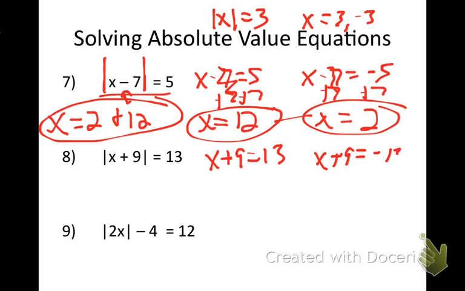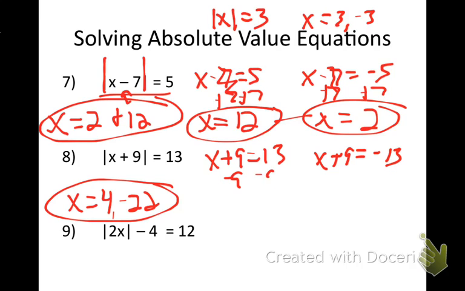X plus 9 equals negative 13. Thank you. Solve both those equations. What do you get for number 8? What did you get for x to equal, Garrett? X equals 4 and negative 22. Nice job. X equals 4 and negative 22. Subtract the 9. And that's where you get both those answers.